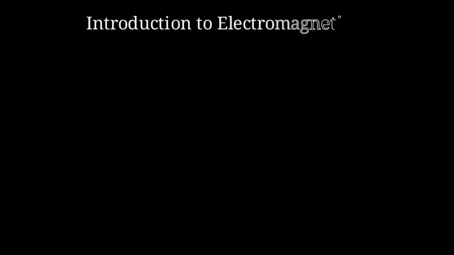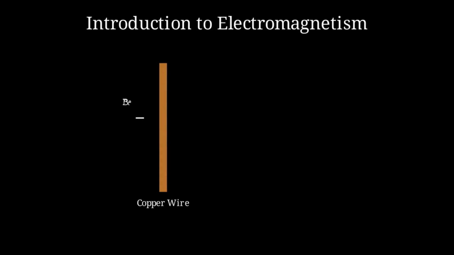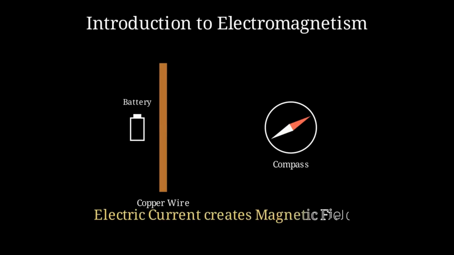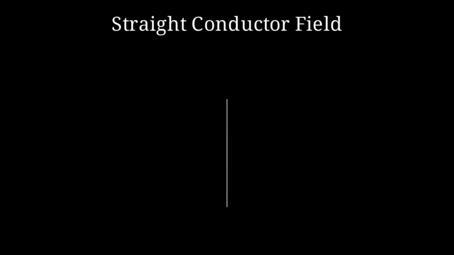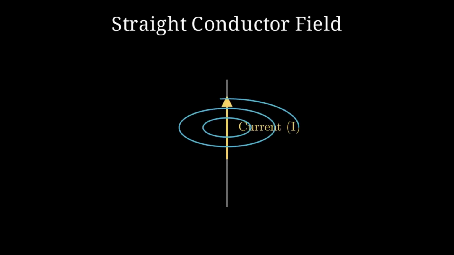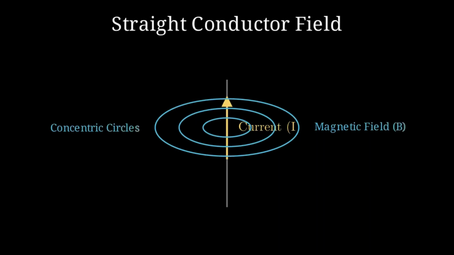Welcome. Today we will explore how electricity creates magnetism. When an electric current flows through a conductor, it generates an invisible magnetic field around it, a fundamental principle of electromagnetism. For a straight conductor, the magnetic field lines form perfect concentric circles centered on the wire. These lines are perpendicular to the direction of the current flow.